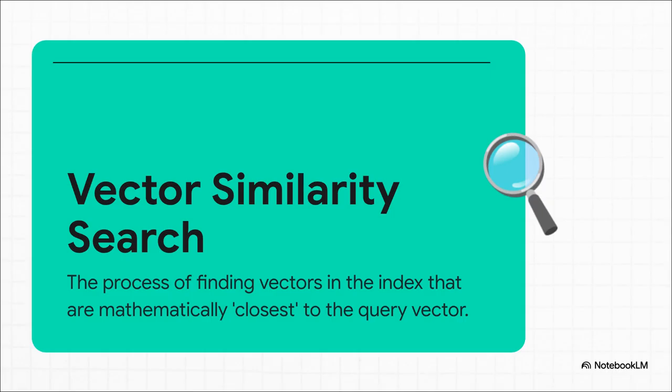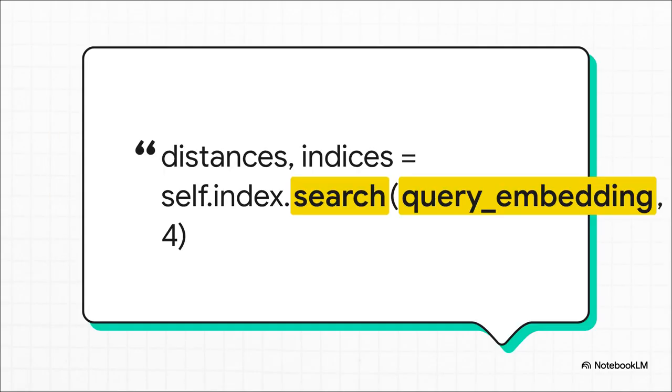It's looking for the chunks of text from your documents that are mathematically, and therefore semantically, closest in meaning to what you asked. And what's so cool about this is that it often boils down to something as simple as this one line of code. This is basically the engine of the entire retrieval step. It's just a command telling the search index, hey, take this question vector and find me the top 4 most relevant chunks from the entire library, and do it right now.